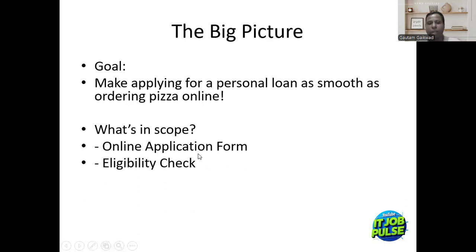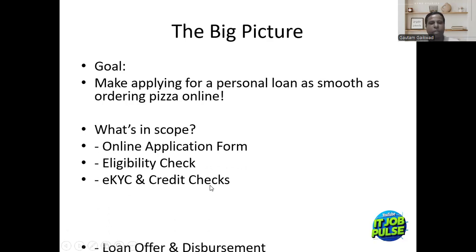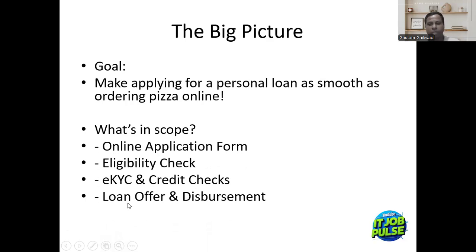Online application form, then eligibility check. Then after that, eKYC and credit checks. As you fill the online application form, the system will check the eligibility for you, and decide whether you are getting a loan or getting rejected. If you are approved, then further checks happen, the eKYC and credit checks, the second time. Then the loan offer is given to you and the disbursement happens. So this is what the scope is.